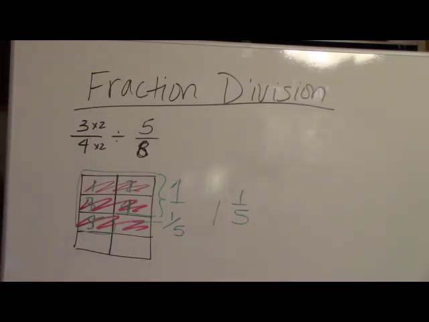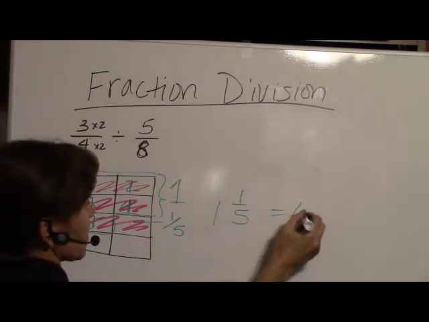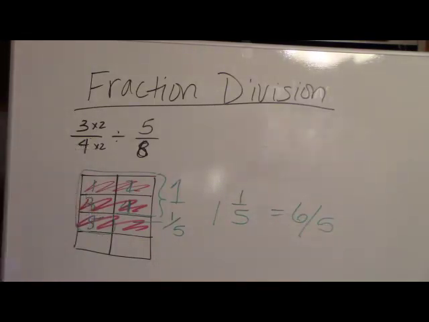Okay? Or I could see it as I have 6, or this could also be equal to 1, 2, 3, 4, 5, 6. It could also be equal to 6/5, which is the same answer. Okay? There's no difference there between those. So hopefully that makes sense.